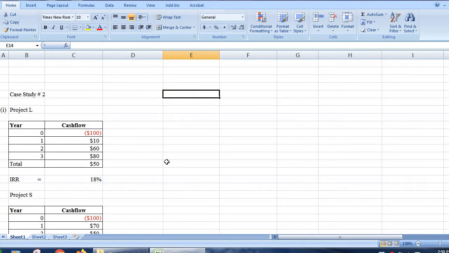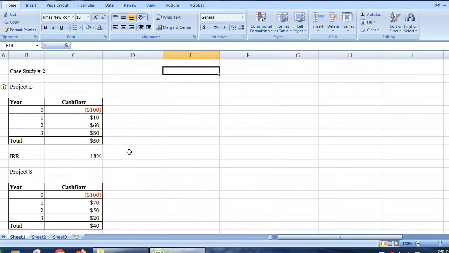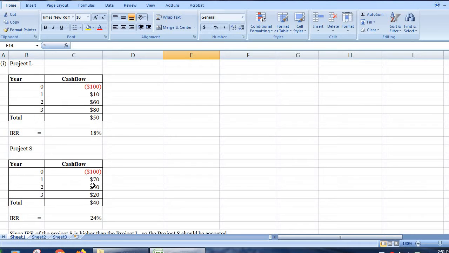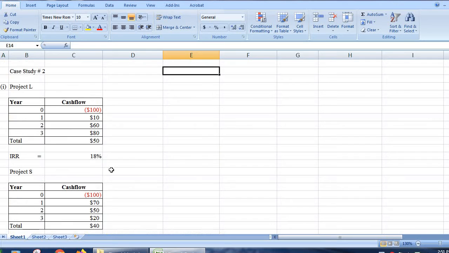In this lecture, I will show you how to calculate IRR, payback, and discounted payback. This starts with IRR for project L and project S. These are the cash flows of project L, and these are the cash flows of project S.